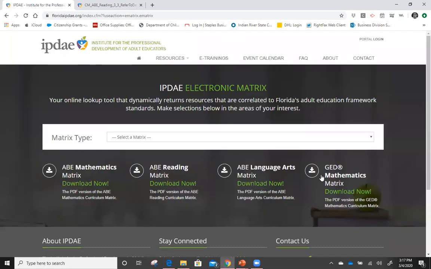So now it's going to bring you to the electronic matrix landing page. When you see this landing page, right across, you can see clearly all of the core matrices posted. So you've got the math matrix, followed by the reading matrix, followed by the language arts matrix, and then followed by the GED math, I'm sorry. If you want to download one right away, you can either click the name of the matrix or the download now. They both work the same way. So I'm going to demonstrate that to you right now.